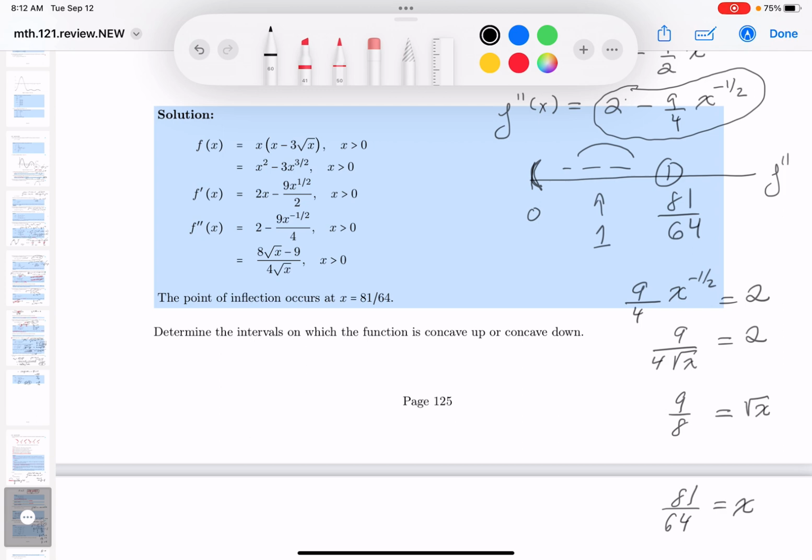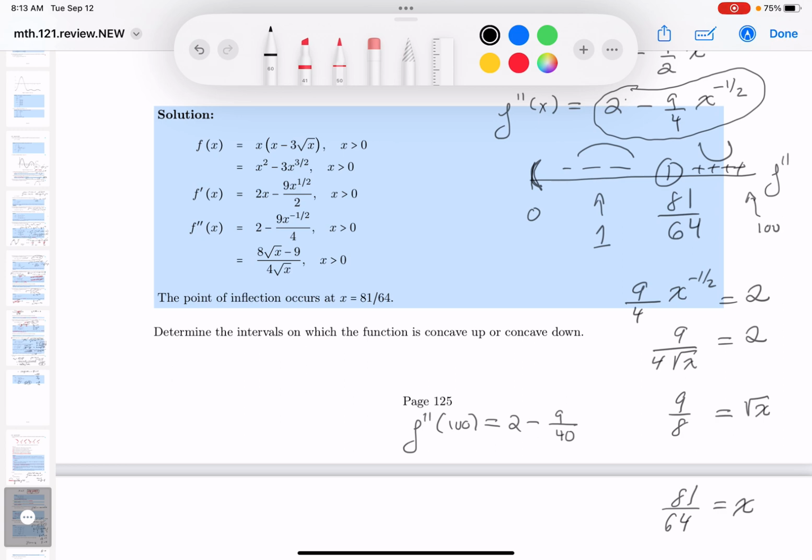All right. So let's go past 81 over 64. And I'm going to play it safe. What if I took 100? All right, that's definitely past that. Let me write that down for you. So f double prime at 100, relatively simple number to choose. What do you get? 2 minus 9 over 4 times 10, which is 40. All right. Now, I hope you realize that 2 minus a proper fraction is going to be a positive number.